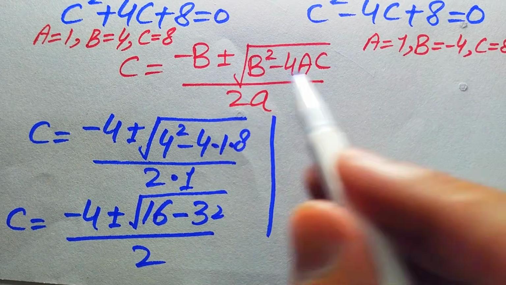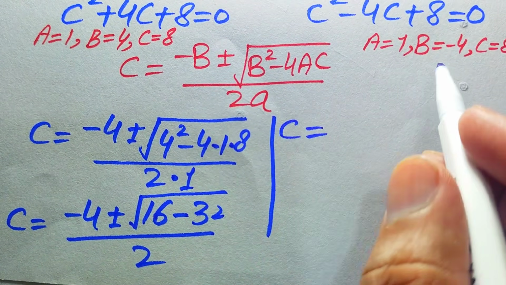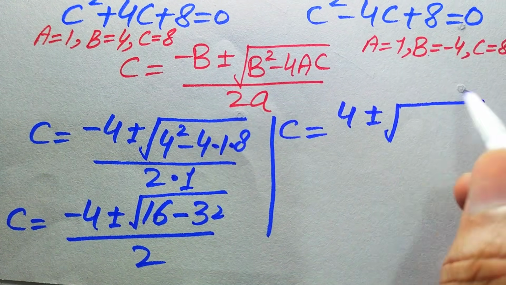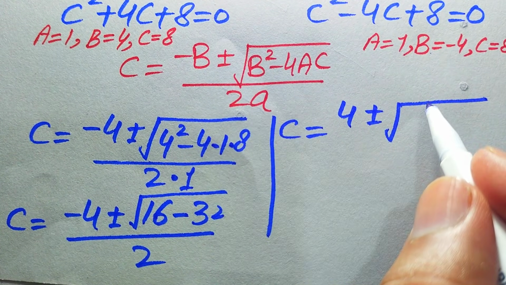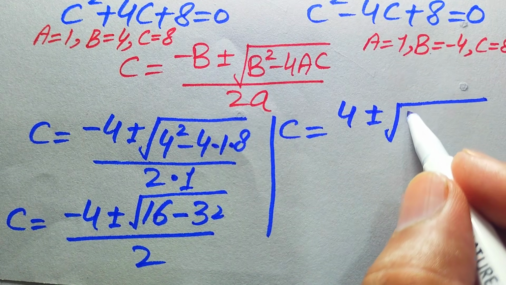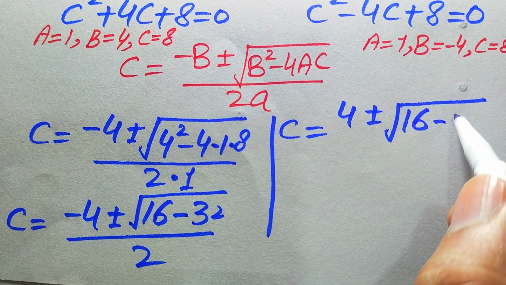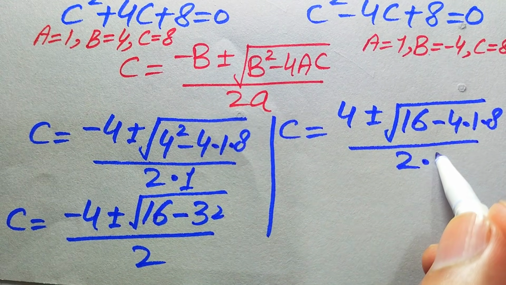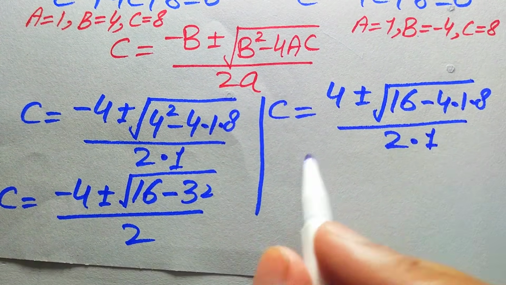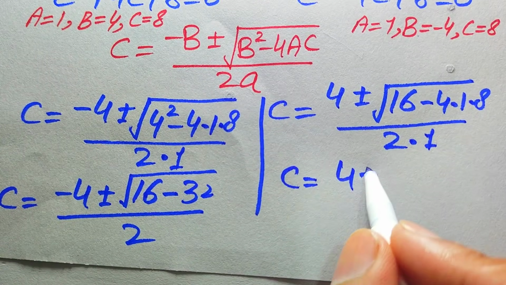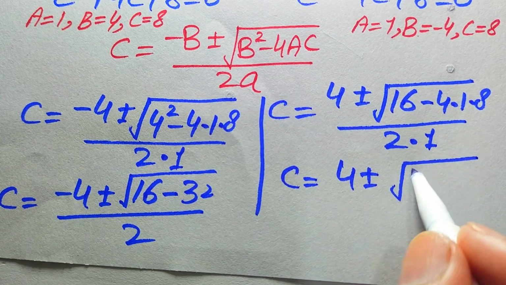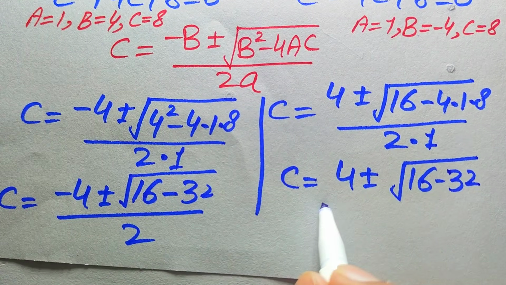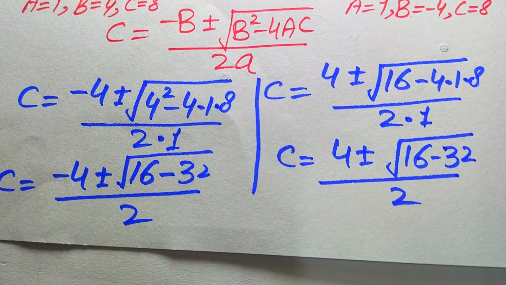So here we substitute all these values and we get c equals, this is minus times minus becomes plus 4, and plus minus square root of b square. So b square becomes minus 4 square is 16, and 4 times a is 1 and c is 8, and it is divided by 2 times a, and here our a equals 1. So finally we have 4 plus minus square root of 16 minus 32, divided by 2.